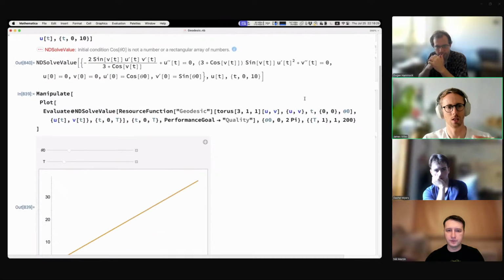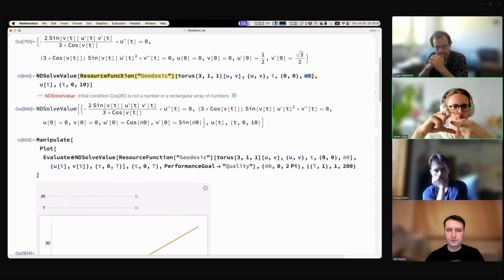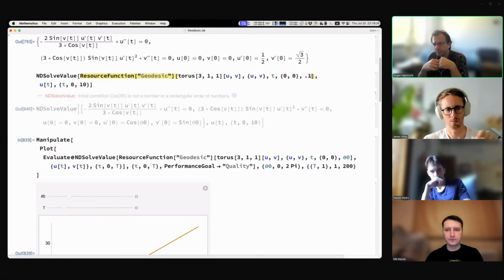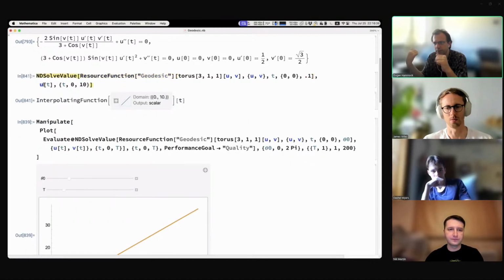So what is U and V? Those are the two parameters which take you around the torus. U goes one way and V goes the other way. U and V. Okay.